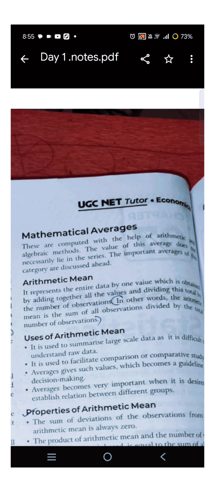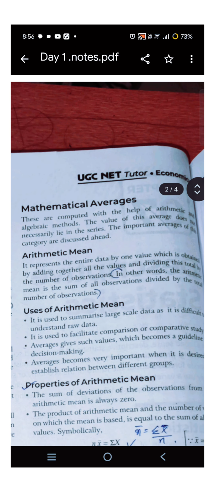An important point you should mention in mathematical averages: the value of this average does not necessarily lie in the series. Now, mathematical average can be divided into three means, that is arithmetic mean, then geometric mean, then harmonic mean. First one is arithmetic mean.